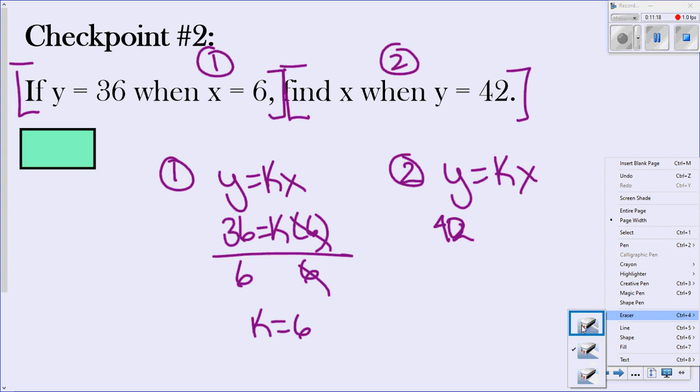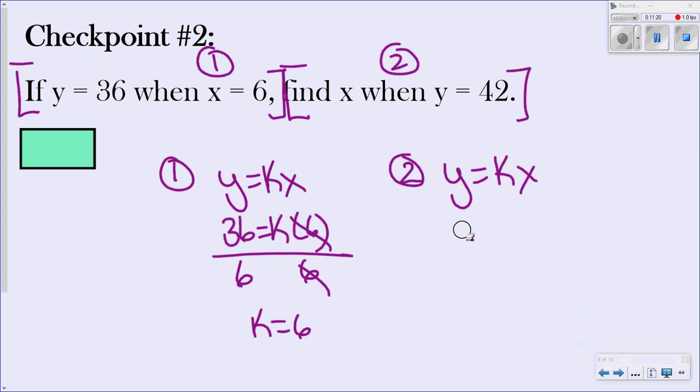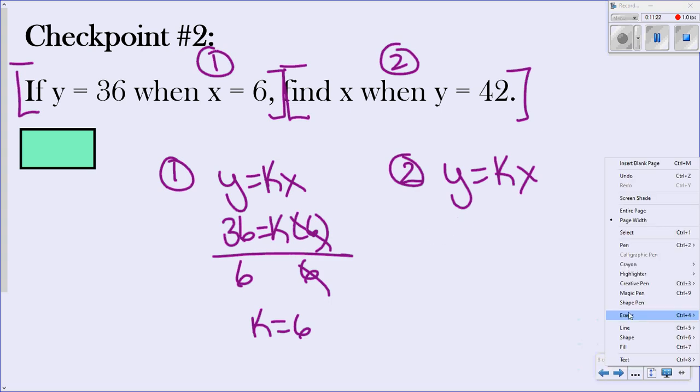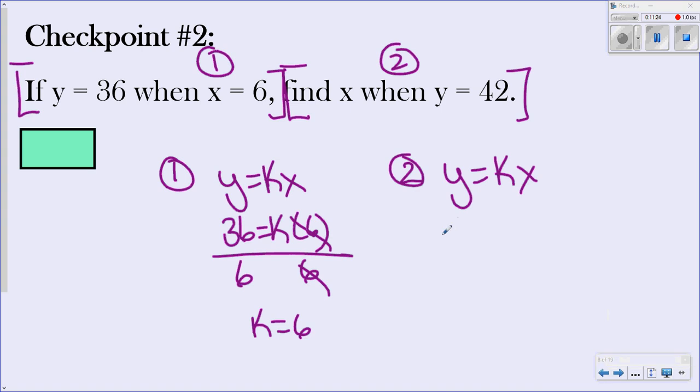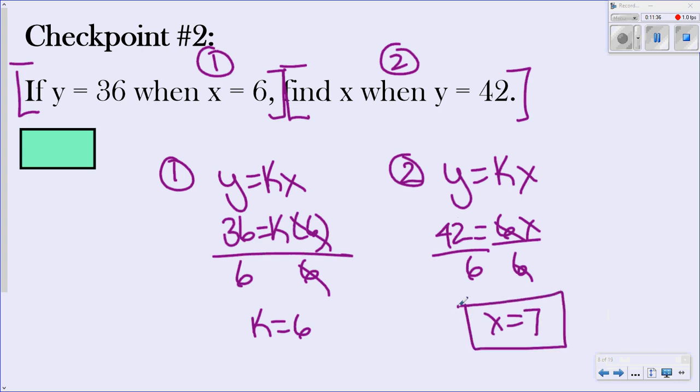It's horrible. It looks like a 0 trying to be a 2. So 42 equals what I found for k times x. And divide, and that's going to give me 7 for my x. So put in all the information you need, know what you're doing, and solve what they're asking you to solve for.